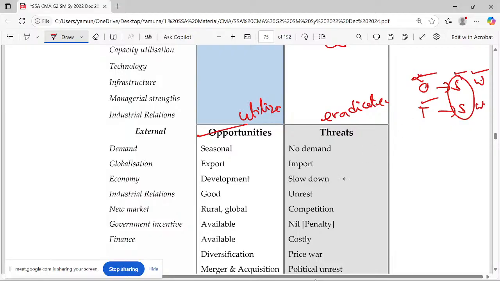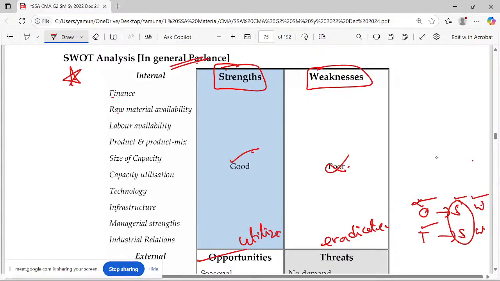Nowadays we have this problem. Now you come to these points. When you go for the internal, these are just a list. Finance, definitely I cannot expect from others; it's my own thing. I can go for equity capital or debt capital, depends on you. Raw material availability, please check on that, how far you can manage with that. Labor availability has to be checked. Product and product mix, size of capacity, capacity utilization, how far you're okay with the tech. Infrastructure, managerial strength, and industrial relations. Just have a list of these points you can manage.